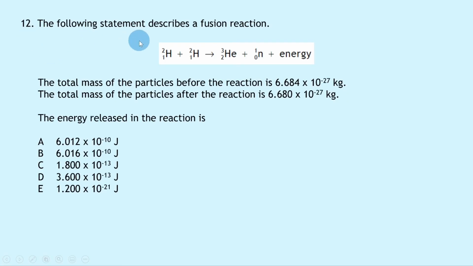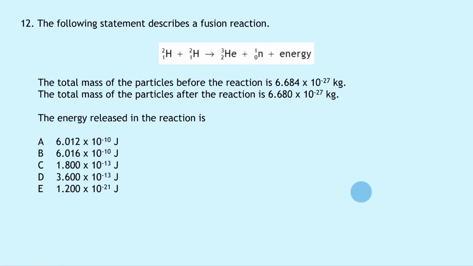Question 12 says the following statement describes a fusion reaction. So we have hydrogen plus hydrogen going into helium plus a neutron plus energy. The total mass of the particles before the reaction is 6.684 times 10 to the minus 27 kilograms, and the total mass of the particles after the reaction is 6.680 times 10 to the minus 27 kilograms. It then says the energy released in the reaction is.